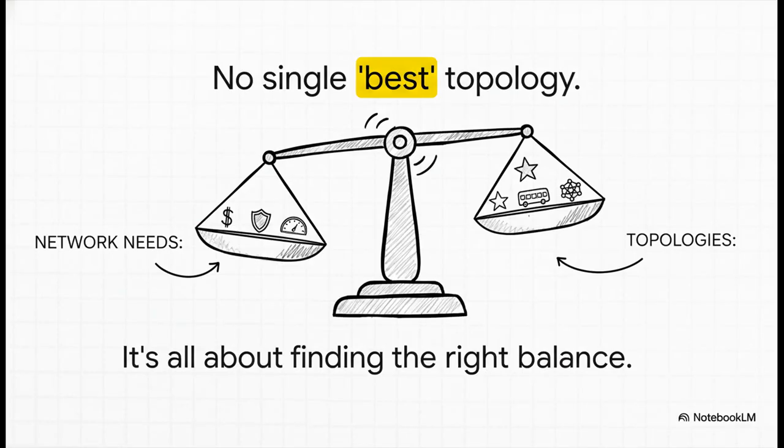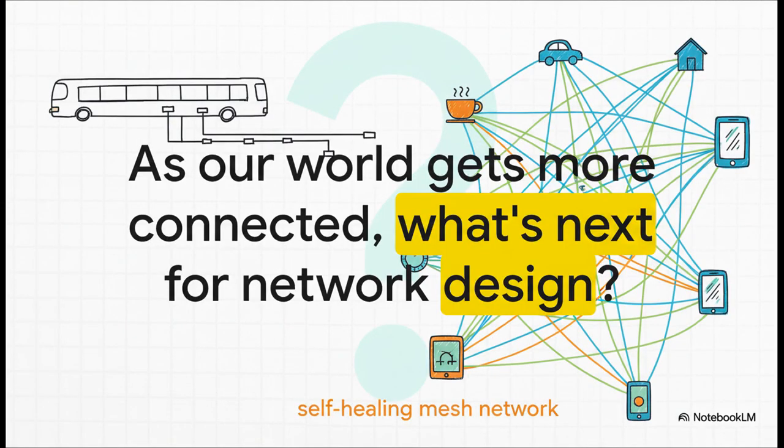So at the end of the day, there is no magic bullet here. There's no such thing as the one best topology. The right choice is always a puzzle you have to solve, and the solution depends on the network's specific needs. What's the budget? What's its purpose? And maybe most importantly, how bad would it be if it ever went offline? And all this leaves us with a pretty fascinating question to chew on. We've watched these designs evolve from simple, brittle lines to incredibly complex, self-healing webs. But as our world gets even more connected, with everything from our smart homes to our cars coming online, what will the next hidden map of our world actually need to look like?